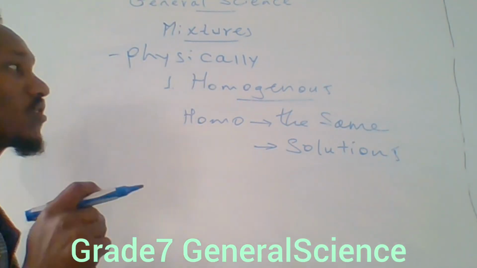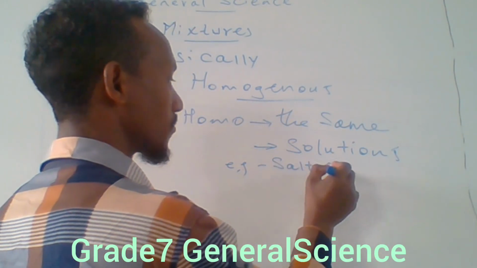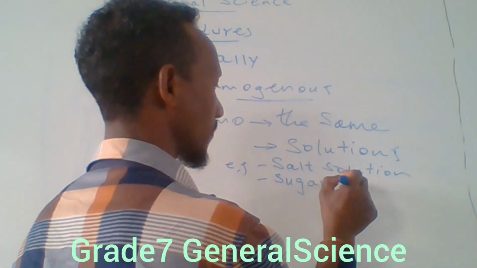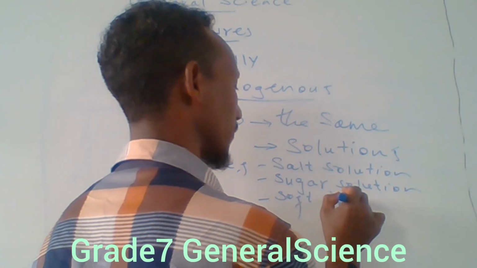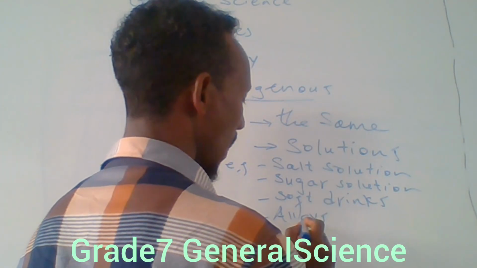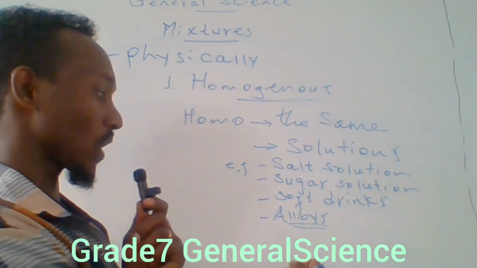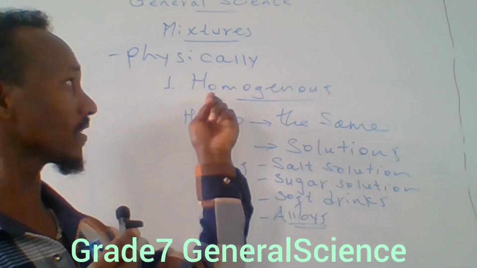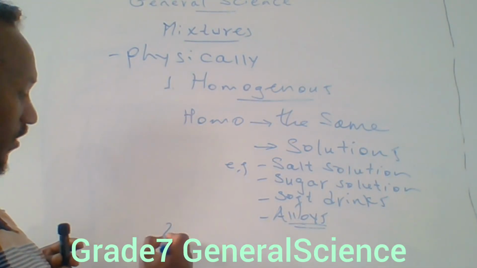Mostly, these homogeneous mixtures are said to be solutions. Examples of homogeneous mixtures: salt solution, sugar solution, soft drinks, alloys. Alloys are substances formed when two or more elements are melted and mixed together. They produce alloys, and there are different types of alloys. So alloys are examples of what? Homogeneous mixtures. The second type of mixture is the heterogeneous mixture.